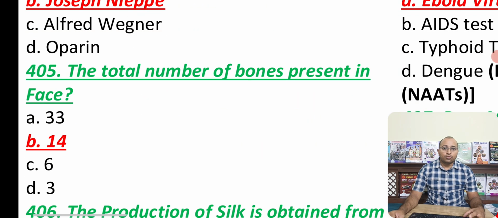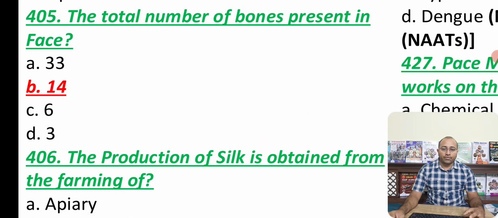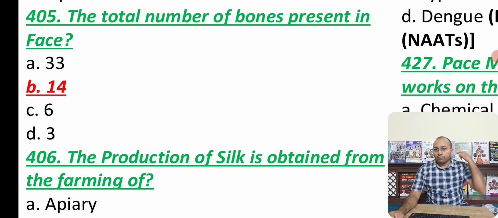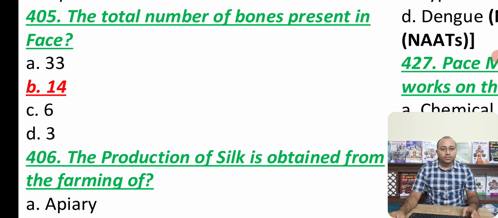When it comes to the total number of bones present in the human face, in vertebrae we have 33 and in the face we have 14. I want you guys to comment the total number of bones in small children and the total number of bones in the human body. You can comment in this section.